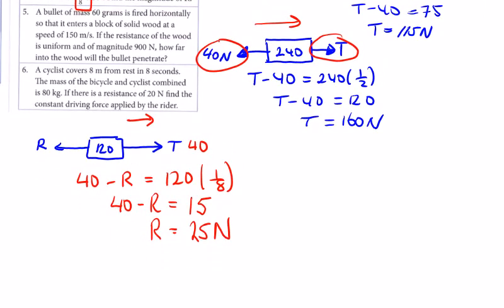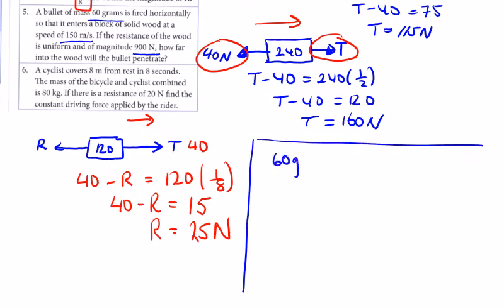Question 5. A bullet of mass 60 grams, and then we have meters per second, and we have newtons. I'm just flicking through. So let's change that grams to kilograms. 60 grams is equal to 0.06 kilograms. So we have its mass.